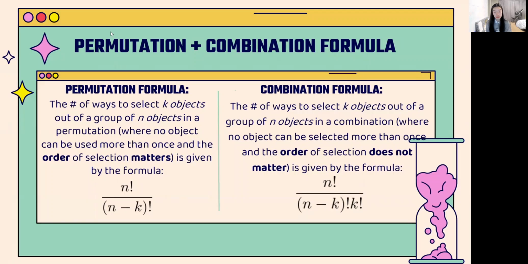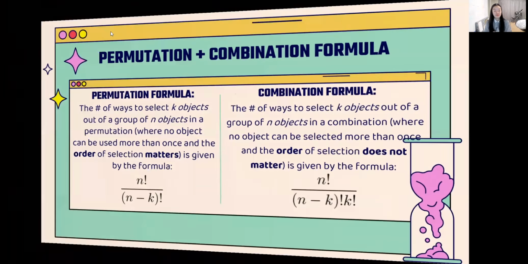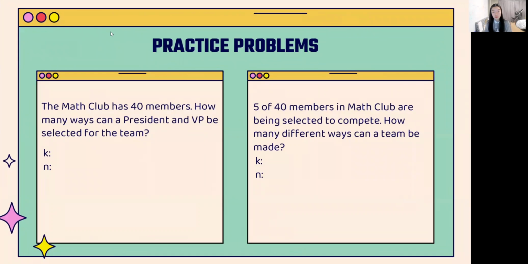So you probably also want to write this down. I will wait 3 seconds while you do it. Okay. So now we have 2 practice problems. Read these quickly and think, is this a permutation question or is this a combination question? I will allow you another 3 seconds to think.